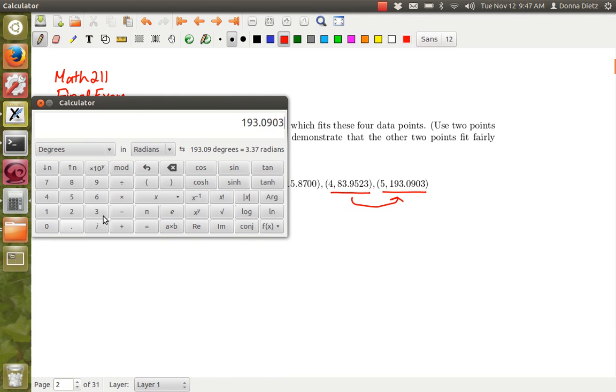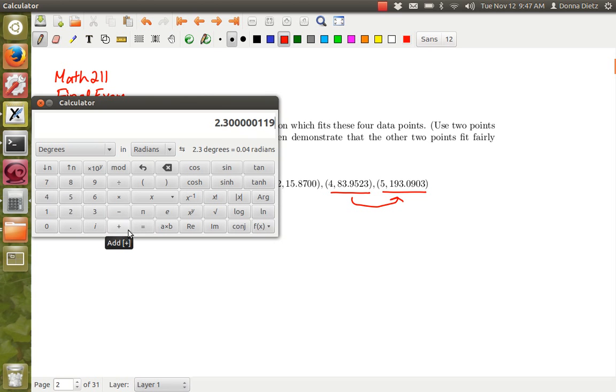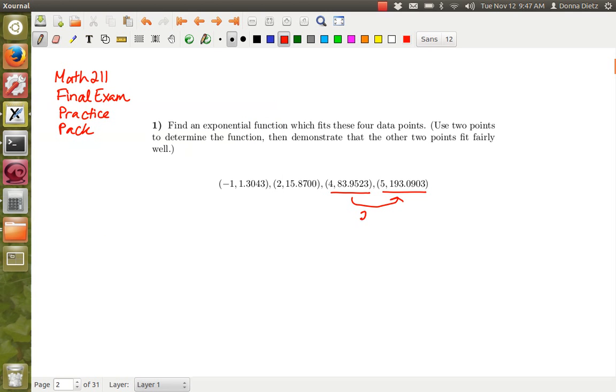193.0903 divided by 83.9523. And that's going to give you, well, it's suspicious, right? We think it's probably 2.3, because I don't make these numbers so horrible. Okay, so it's about 2.3. But we don't know what it is at time 0. So let's see, what could it be?